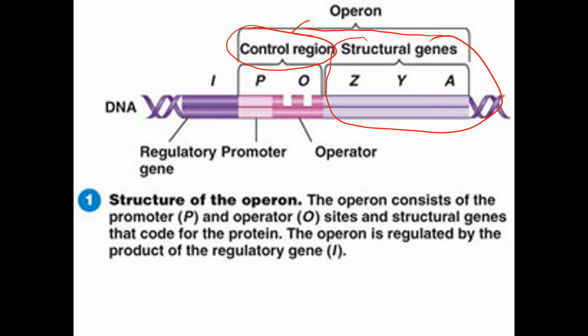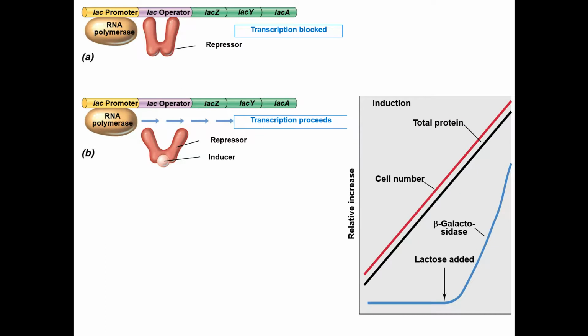Let's apply this idea of an operon to one example in bacterial cells. I'm going to continue to go over the lac operon over the next series of slides. This is a very important concept that you need to grasp: how the lac operon functions. You need to understand how it's being turned on and how it's being turned off. So here you're looking at the lac operon.